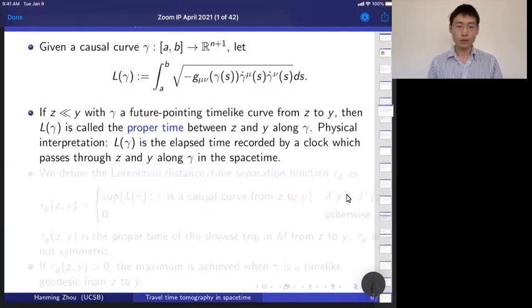Physically, this quantity has the meaning of the time recorded by a clock which moves along this curve gamma from z to y. The recorded time is not only affected by these two events z and y, but is also affected by the motion of the clock itself as an observer.